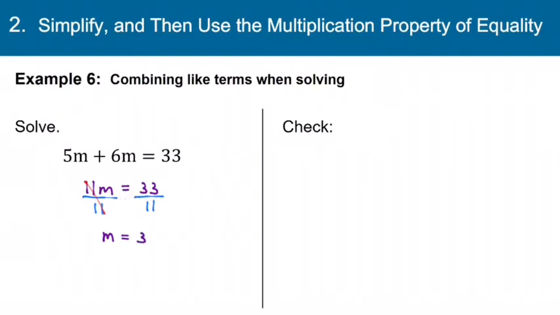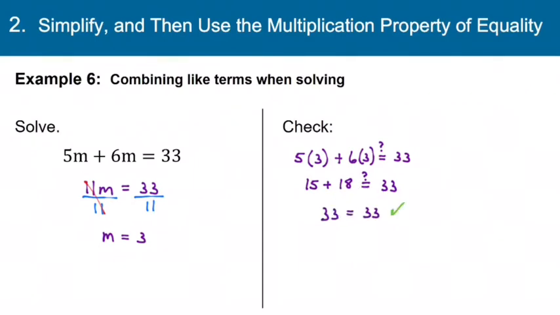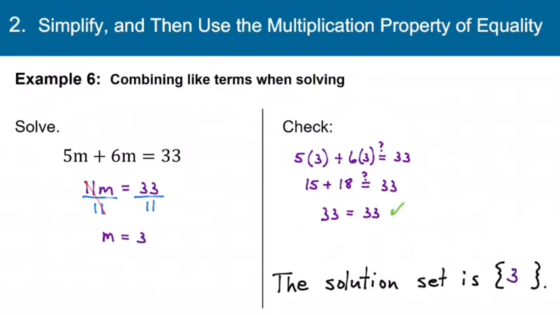And now let's check that in our original equation. So we'll have 5 times 3 plus 6 times 3 equals 33. And let's just verify this. 5 times 3 is 15. 6 times 3 is 18. And so now we need to make sure that 15 plus 18 equals 33. We know that's true. So we know that this solution is correct. And we would say the solution set here is 3.